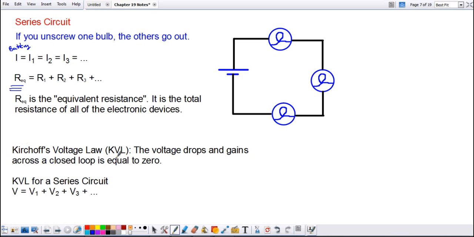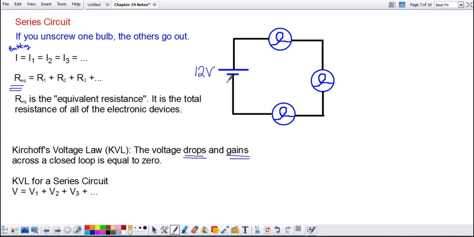The voltage drops and gains across a closed loop is equal to 0. Okay, voltage drops and gains. In this class, we're going to say that batteries are always a voltage gain, okay? If you take more advanced classes, it could be one where it's a drop. But right now, all of our batteries are going to be voltage gains. So maybe this is a 12-volt battery, okay? We gain 12 volts of the battery.